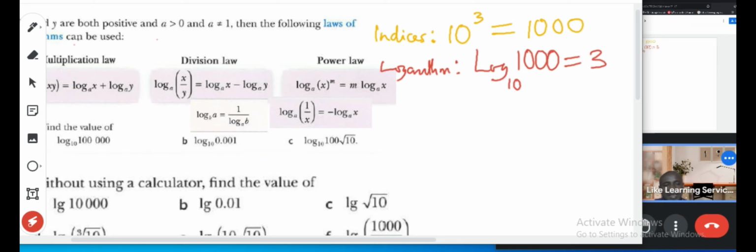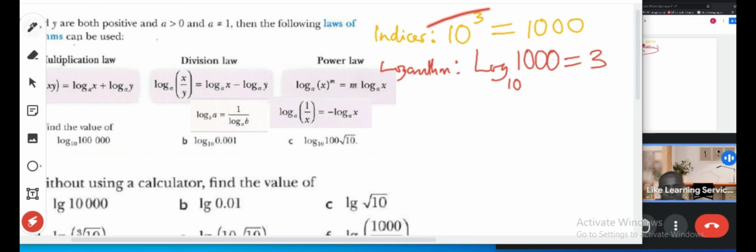So I said, in indices form, you have 10 raised to the power 3 equal to 1000. In logarithm form, I can just say log of base 10. This 10 now stays at the base. Log of 1000 in base 10 gives 3. So I can change indices to logarithm. I can also change the logarithm back to indices.